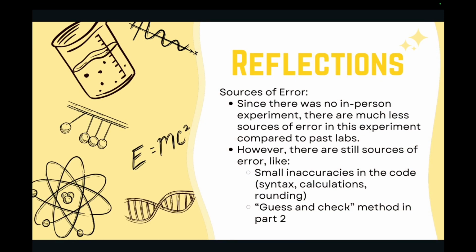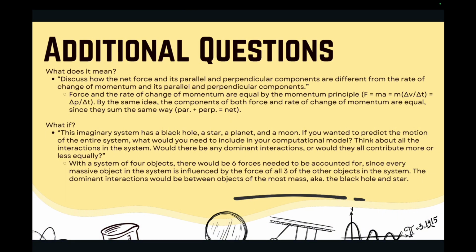Some sources of error include small inaccuracies in the code, like syntax, calculations, and definitely rounding, and then also the guess and check method in part 2. But in general, there weren't as many sources of error compared to in-person experiments because there's not that real world conversion to a digital.